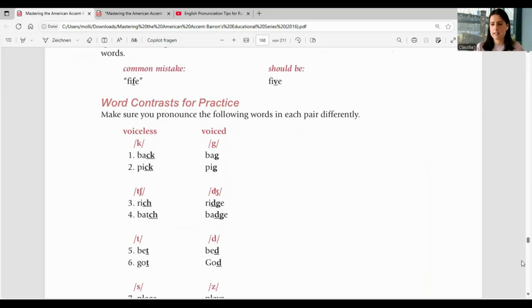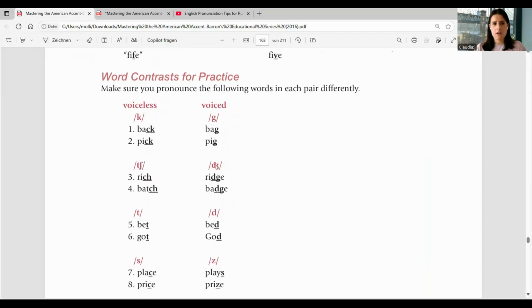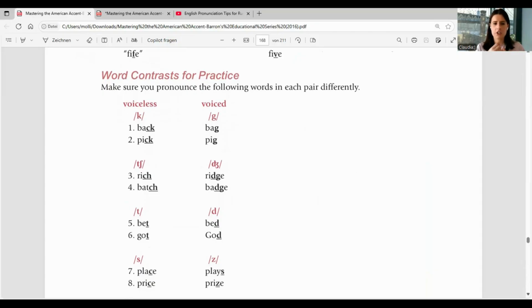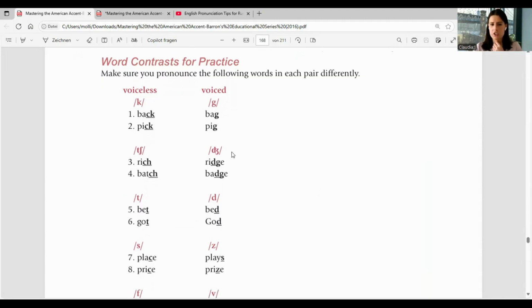So on the left side, you can see the voiceless pairs, which are pronounced without any vibration in the vocal cords. So K versus G. K, if you place your fingers in the middle of your neck, you shouldn't feel any vibration whatsoever. But when you say G, you feel the vibration. It is the same with Ch and J. Ch, no vibration whatsoever. J, vibration. So instead of saying ridge with the voiced consonant cluster, German speakers and Russian speakers tend to say rich.